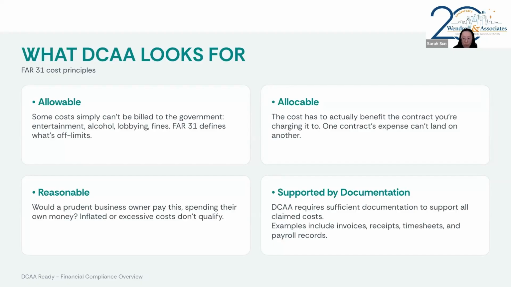So for allowable, some costs just can't be billed to the government by rule. The examples could include entertainment expense, alcohol, lobbying, and advertising. So we need to make sure the costs we bill are allowed. And then allocable.